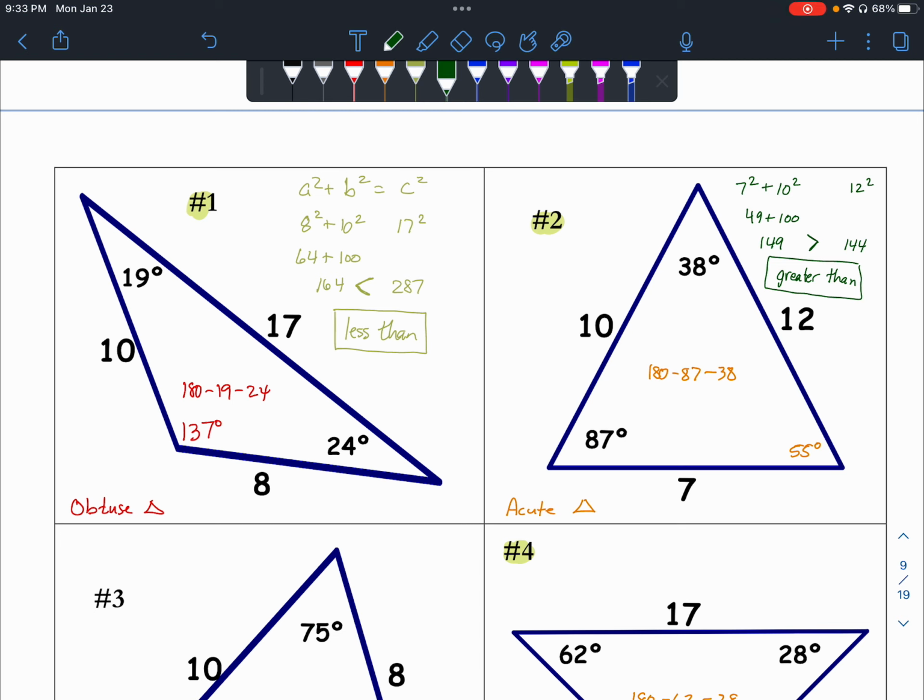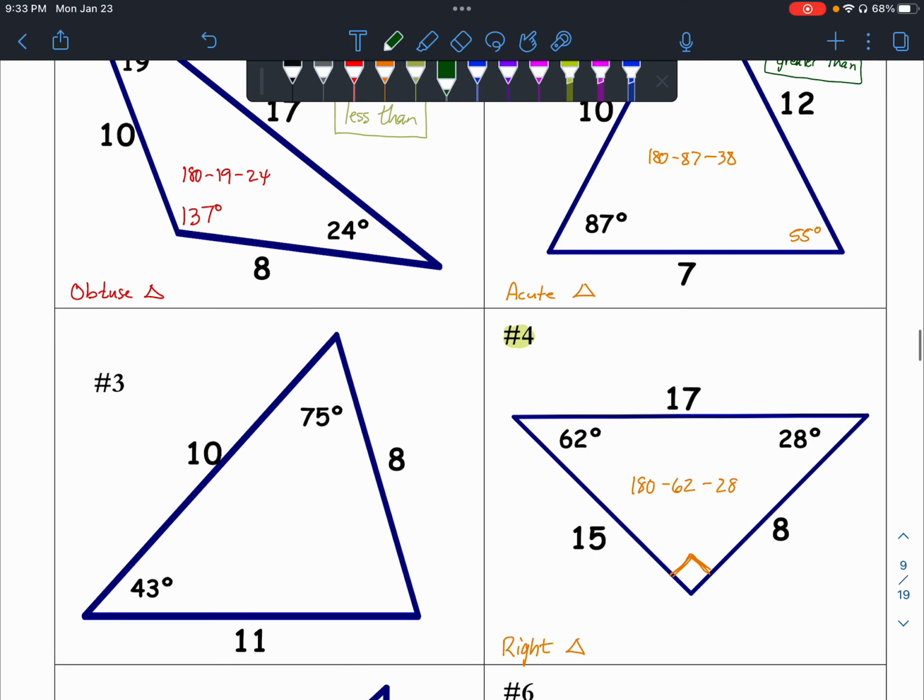And this is the main feature of today's notes: recognizing that when you are given a triangle, we can perform this a squared plus b squared calculation. We can perform the c squared calculation, and depending on how they relate, whether a squared plus b squared is less than your c squared, or bigger than your c squared, we can actually determine whether these are obtuse or acute triangles.